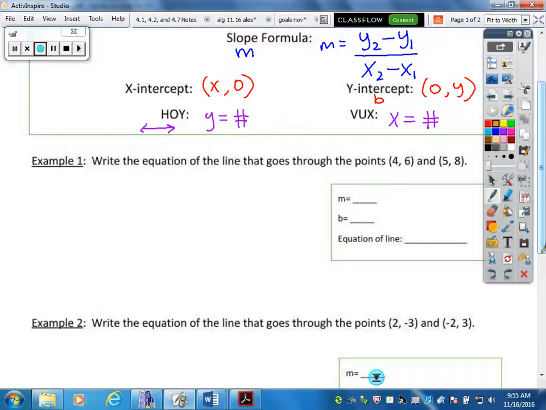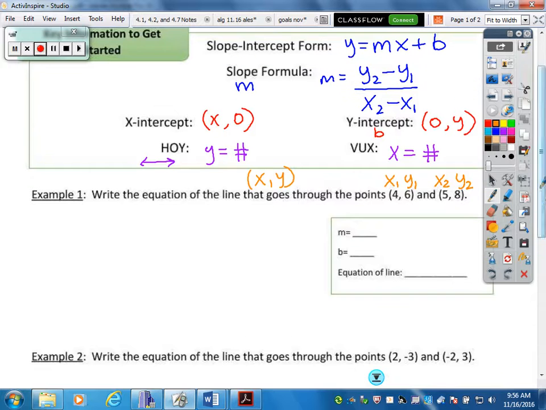So example 1 says, write the equation of the line that goes through the points (4, 6) and (5, 8). Okay, we have two different points. Both are in the form x comma y. So let's differentiate them and say this is the first x value and this is the first y value. Well, this is the second x value, and this is the second y value. Okay, this is going to be important in a second when we plug it into this slope formula.